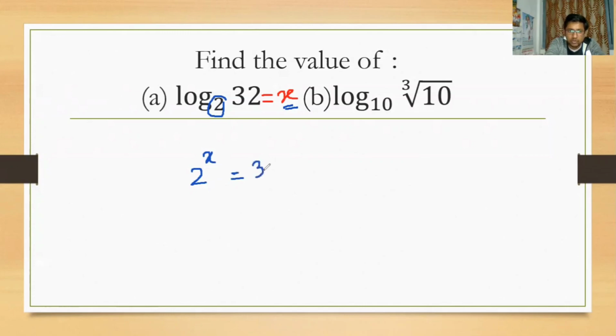And I already know 32, if I factorize it, it is going to be how much? 2 to the power x is equal to 2 to the power 5, right? So ultimately, you can easily make out that the answer is going to come as x is equal to 5, right? I hope that you understood. Now you can clearly see, the answer is coming as 5. Let's see the next one.